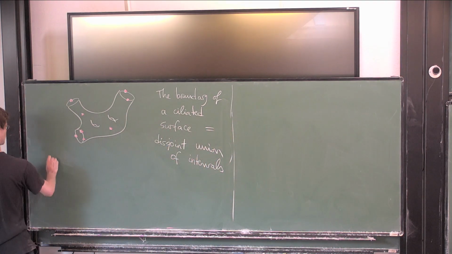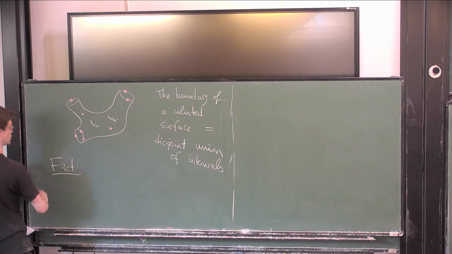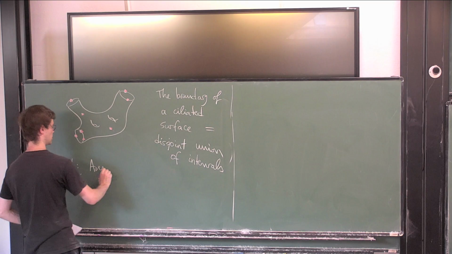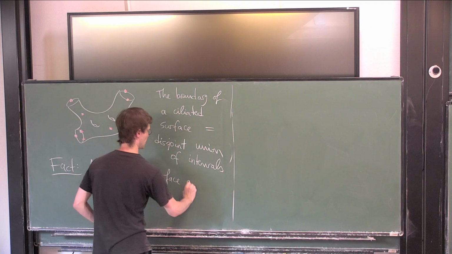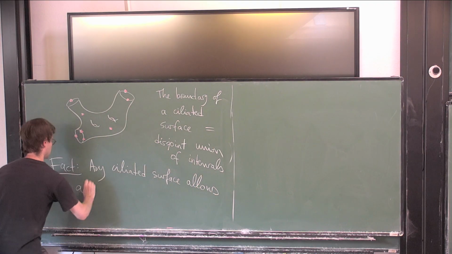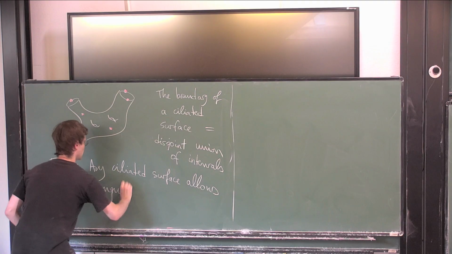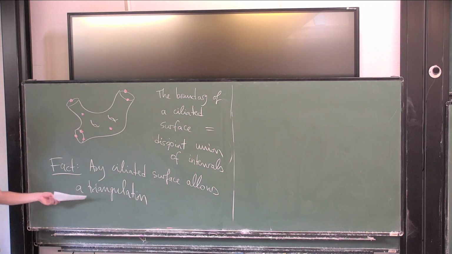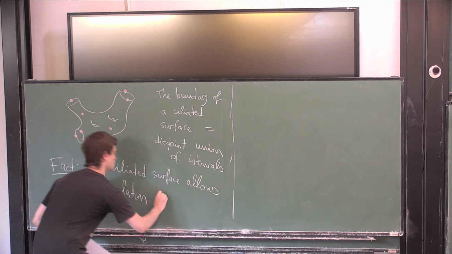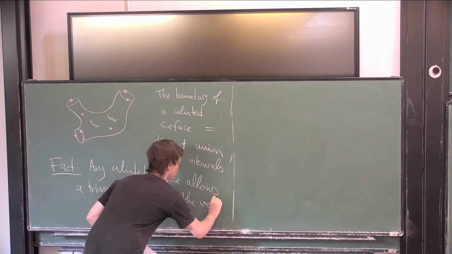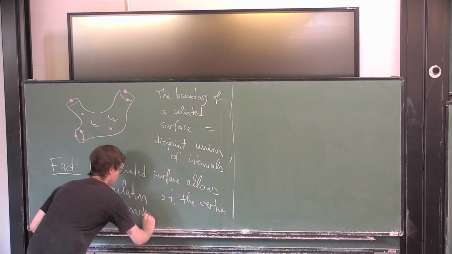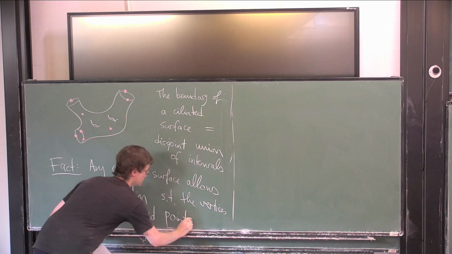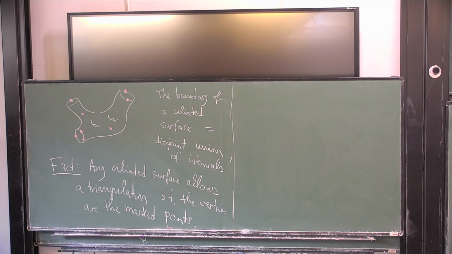And somehow the fact, which you can prove, but it's actually almost by definition, is that any ciliated surface allows a triangulation such that the vertices of these triangles are exactly the marked points. The vertices are the marked points, and only the marked points. That's why it's so important to have at least one marked point, because if you don't have any marked point, then you cannot even start doing any triangulation.